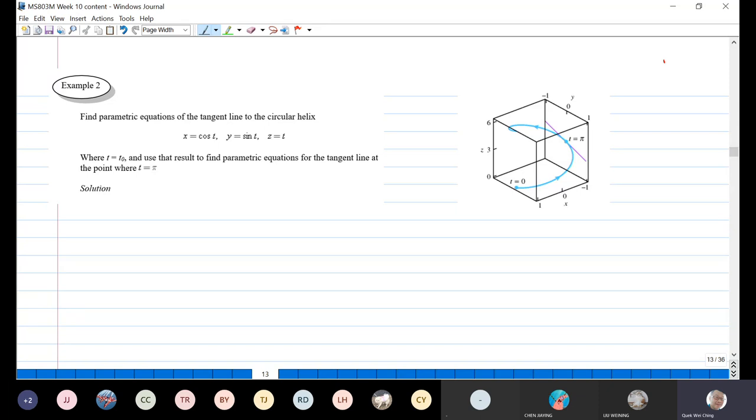Find the parametric equation of the tangent line. So what do I want now? I have the parametric equation of the tangent line. Don't get confused, there are two parametric equations here. The first one is the original curve, R(t), which is given to you: R(t) is equal to cosine t i plus sine t j plus t. This is not the tangent line. This is the parametric equation of the curve.